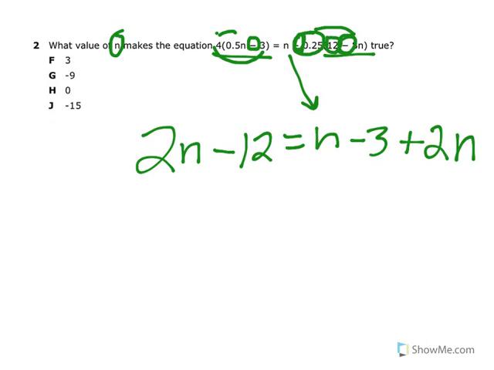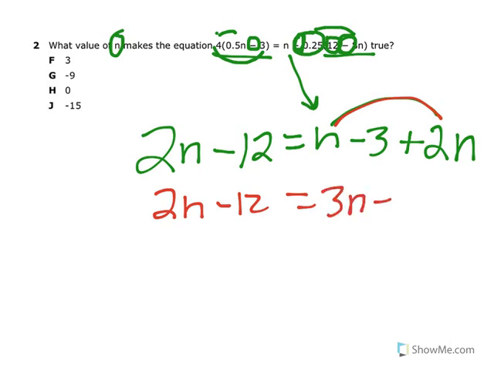Okay, so we have 2n minus 12 is equal to n minus 3 plus 2n. So these are like terms, so you can combine them. So let's combine them. I'll shift to red here. So you get 2n minus 12 is equal to n plus 2n, 3n minus 3.